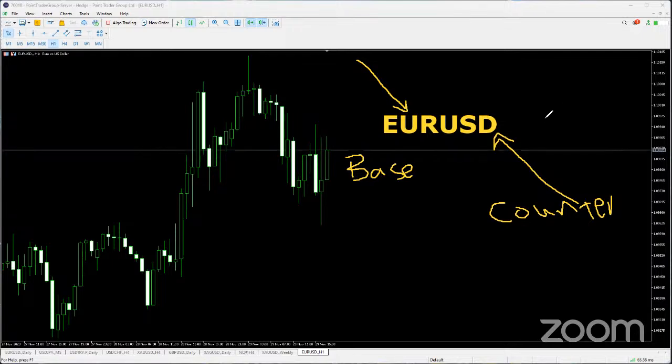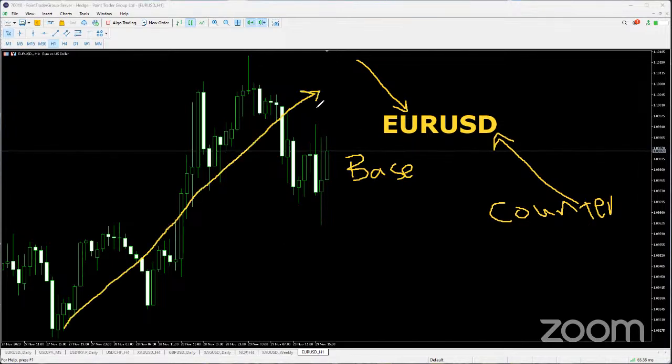Who is going to win? This is the question that you're going to ask yourself. If the euro is gaining value, is fighting the US dollar very strongly, in this case you're going to find that the chart is going upwards. The chart of the euro dollar is increasing in value because the euro is gaining value against the American dollar.